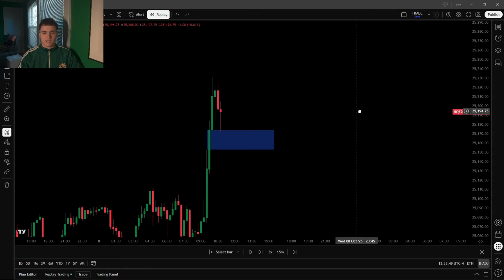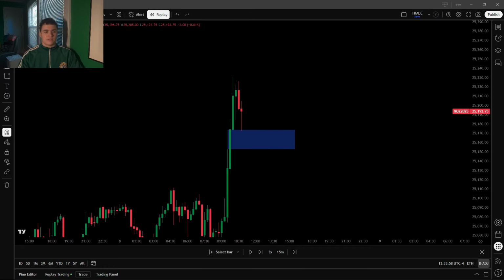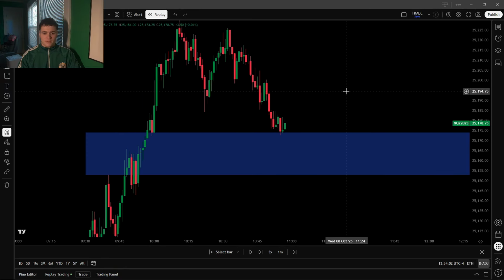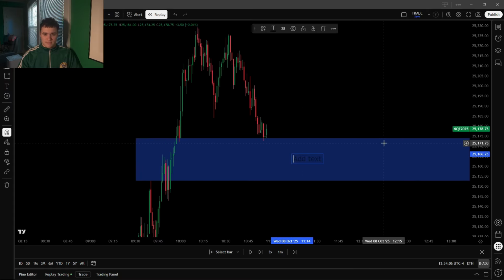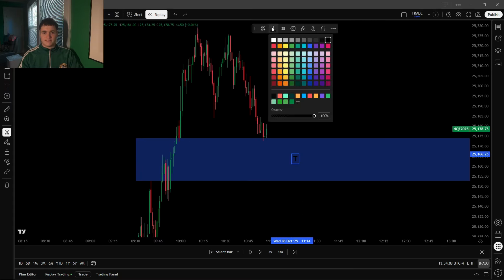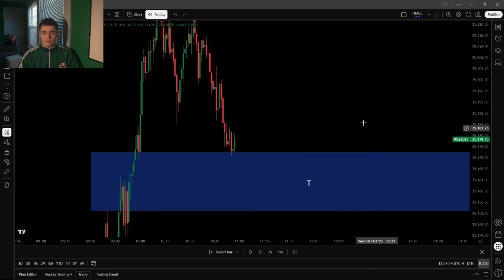So we end up getting a pullback into that first 15-minute gap. We don't even cross the midpoint or consequent encroachment, and we already start reacting in a bullish way. So that's where I really started to look for an entry on longs. And the best part about this, if you guys look, this is the T right here, right? And I'll just type it out. This is T because we had tapped into a higher time frame fair value gap. Remember, this blue box is the 15-minute bullish gap that I wanted to pull back into.